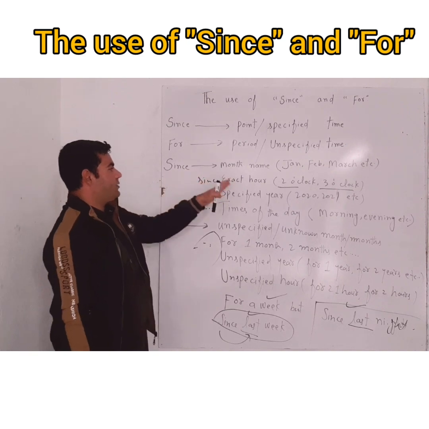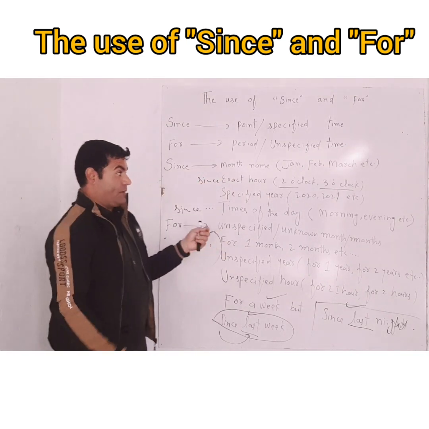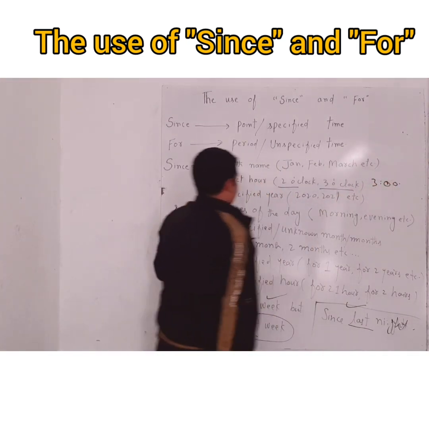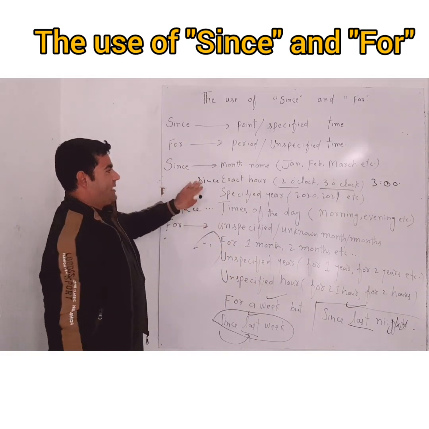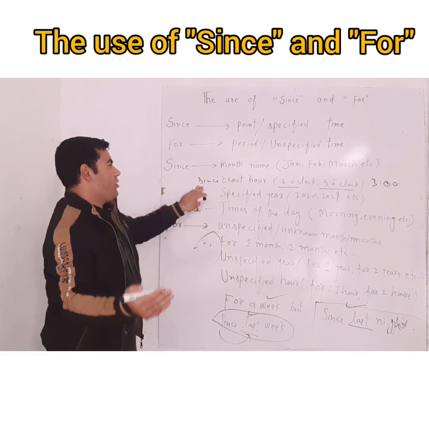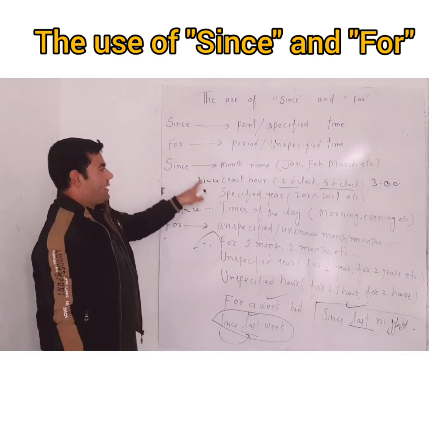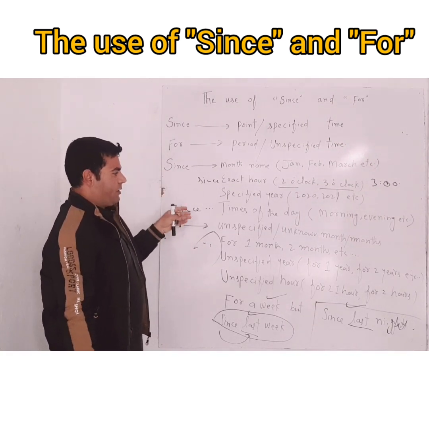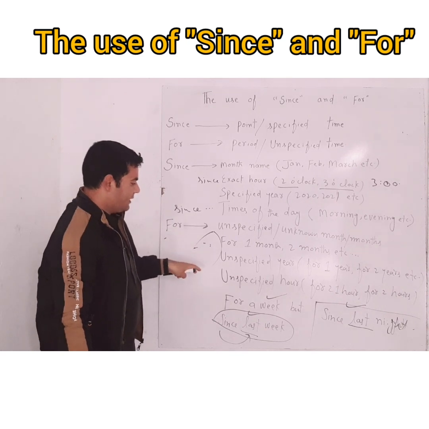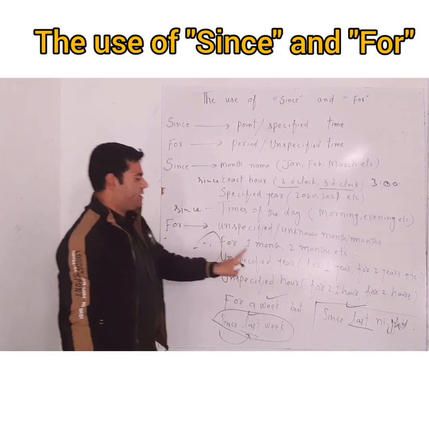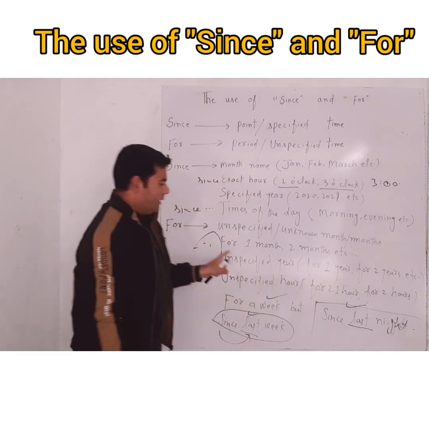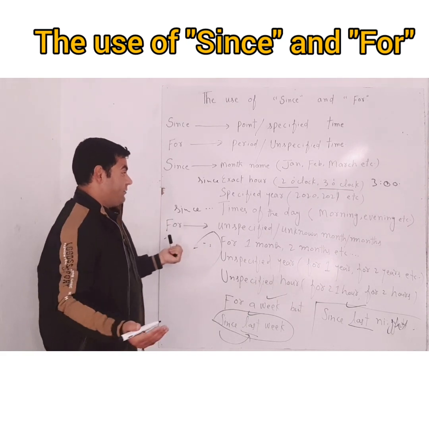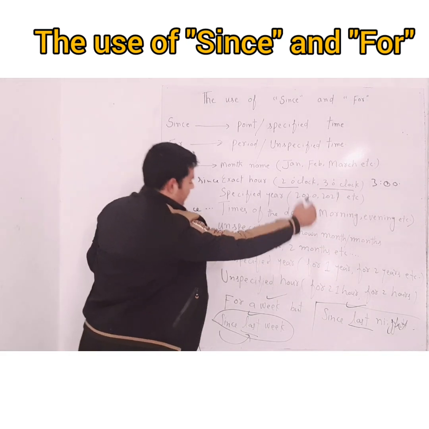And then since is used with an exact hour. For example, 2 o'clock, like 3 o'clock. So with an exact hour you will have to use since. For example, I have been teaching since 2 o'clock, because the hour is specified here. And if you don't want to specify the hour and you just want to mention the period or duration, you will have to use for. For example, I have been teaching for 2 hours. Why am I using for? Because I'm not mentioning the hour. The hour is unspecified, so I used for 2 hours, okay.